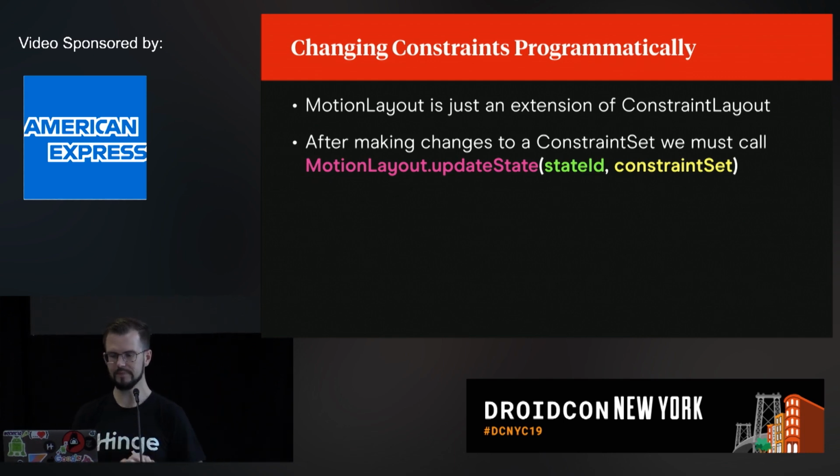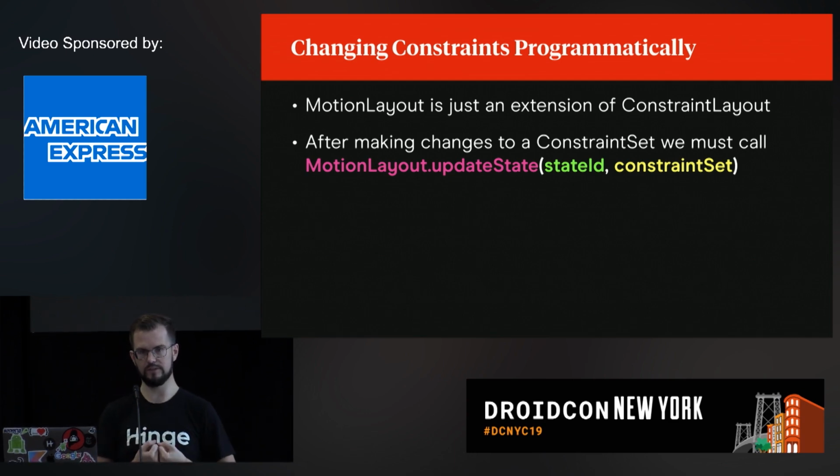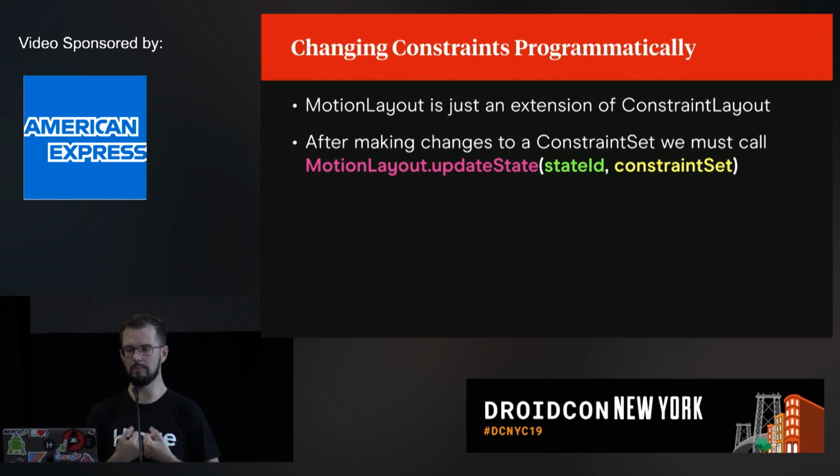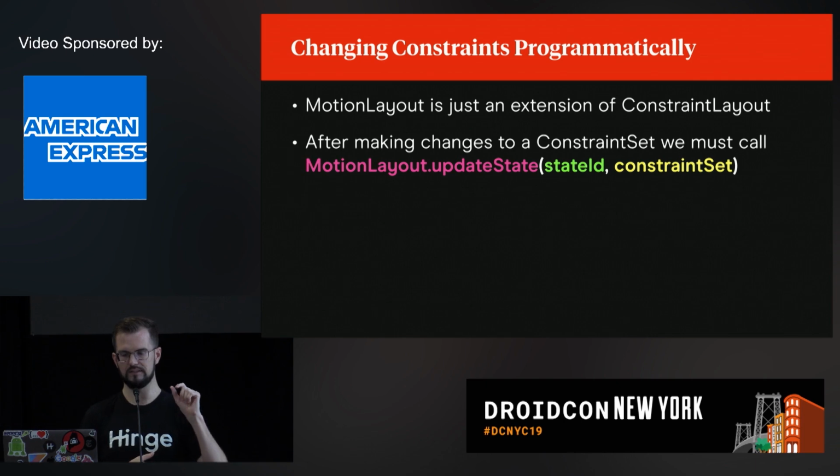Beautiful. MotionLayout, the way to do that is you obtain the current constraint set from MotionLayout, and then you make your changes or whatever, and then you say MotionLayout updateState with the state ID, so like start or end or whatever ID that you pulled it from, as well as the constraint set that you just modified, so you're passing it back in.